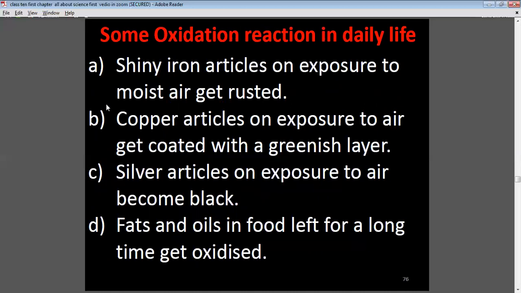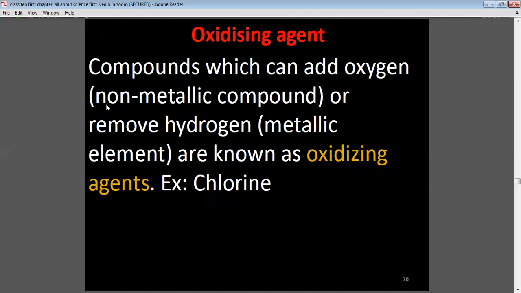Some oxidation reactions in daily life. Shiny iron articles, on exposure to moist air, get rusted. That is the first oxidation reaction in daily life. Copper articles on exposure to air get coated with a greenish layer. Third reaction: silver articles, when exposed to air, become black. Fats and oils in food left for a long time get oxidized.